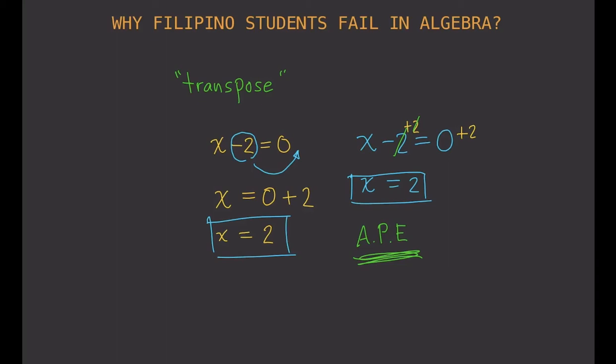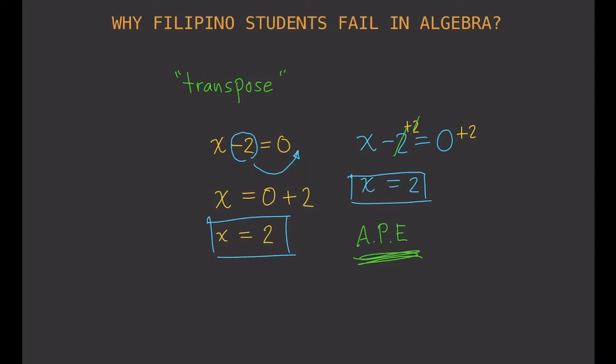So the challenge to all teachers out there is to teach them the proper ways of solving, the proper terminologies to use, right? Because in fact, even the FOIL method is kind of spooky. The FOIL method is good. It simplifies the process, but it's spooky. It's just like transpose. It doesn't tell you why it works.